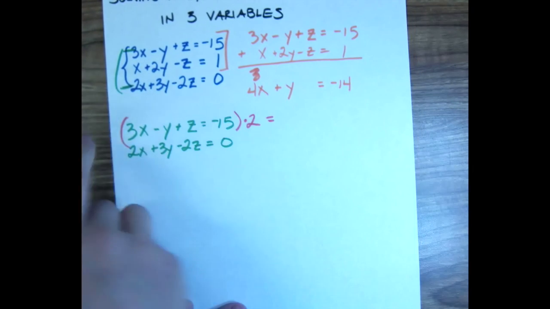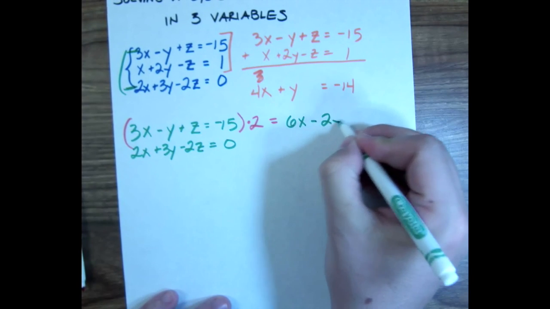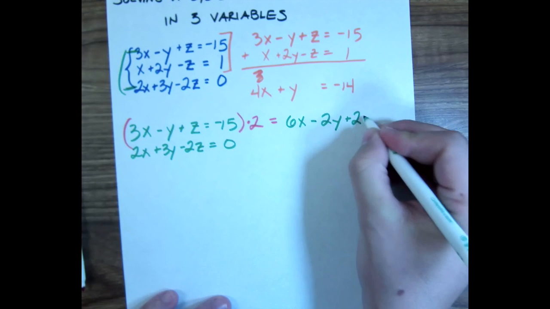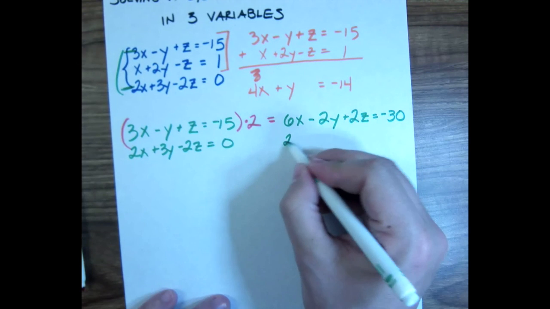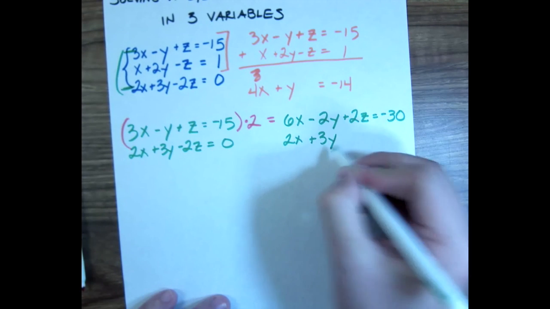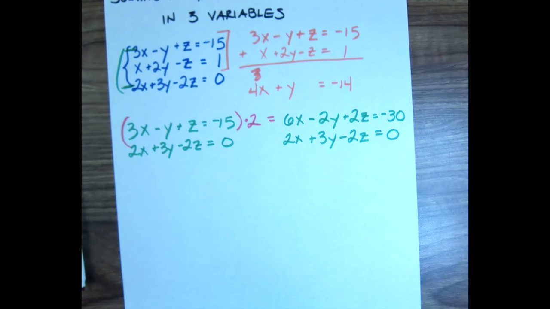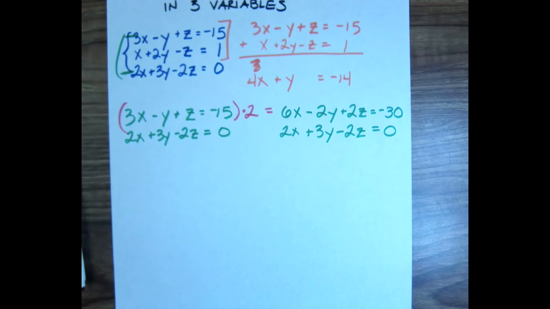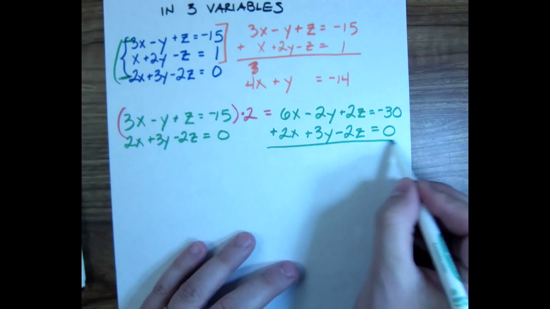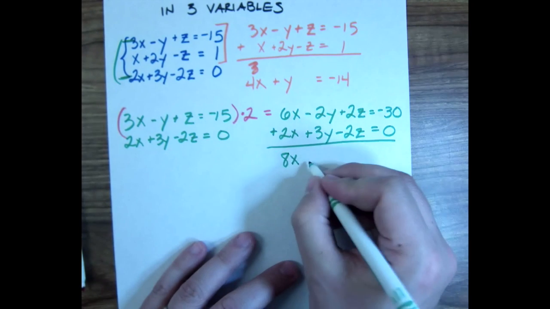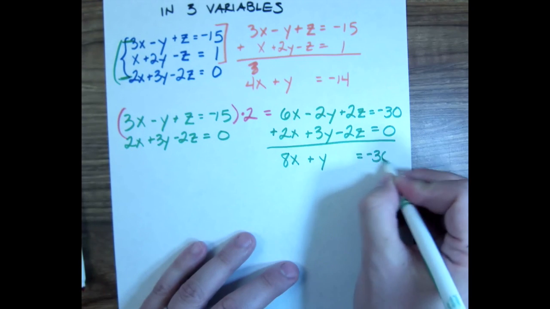So that's going to give me 6x minus 2y plus 2z equals negative 30. And I didn't change anything on the bottom. I'm going to leave that one alone. Now, if I add these using the addition method, I get 8x plus 1y. The z's are gone, and it equals negative 30.